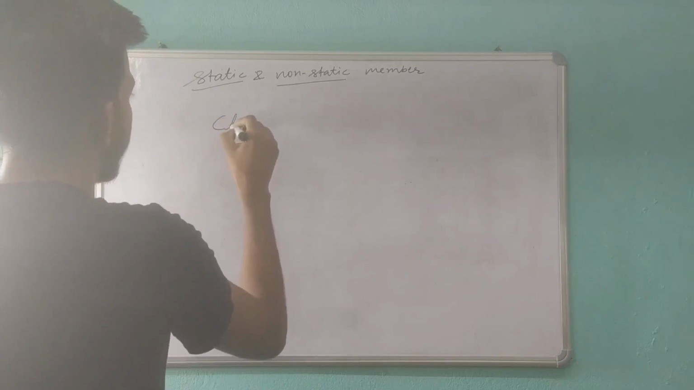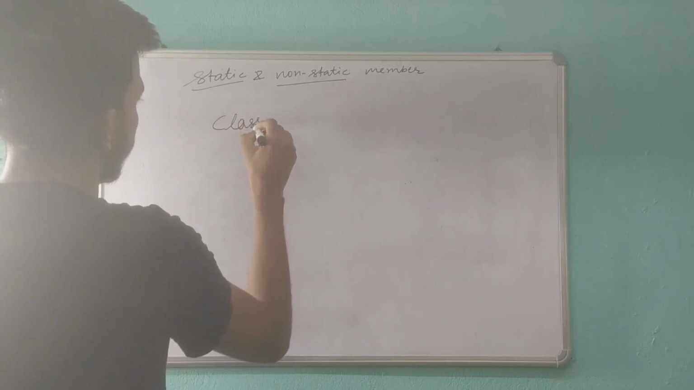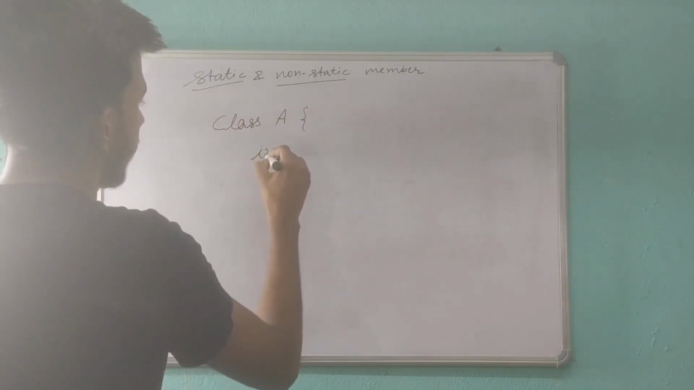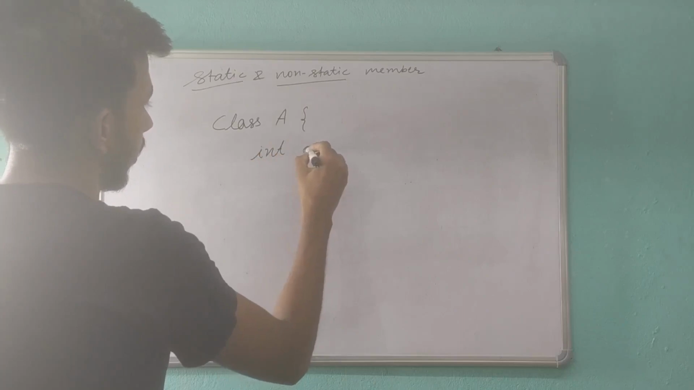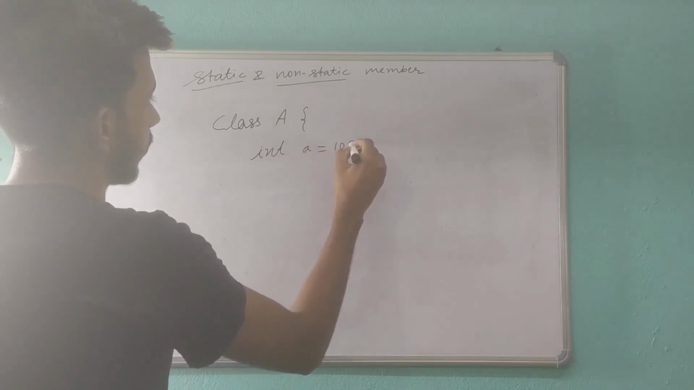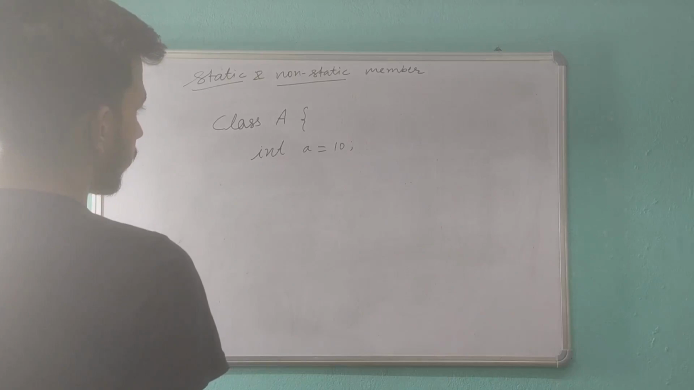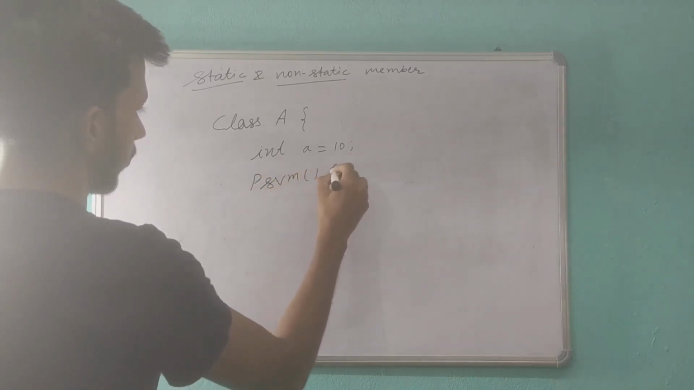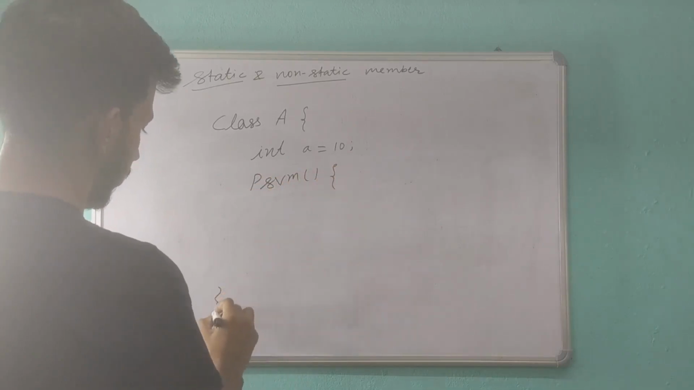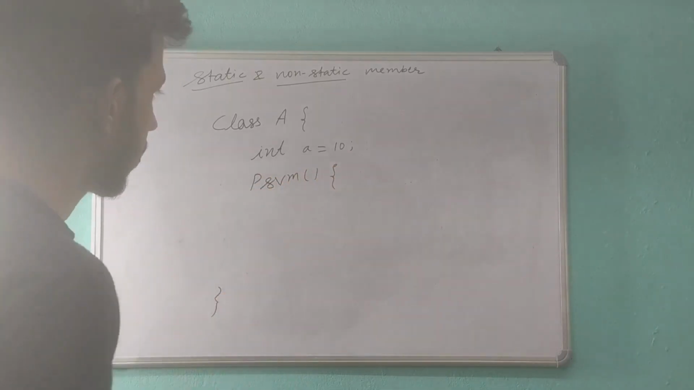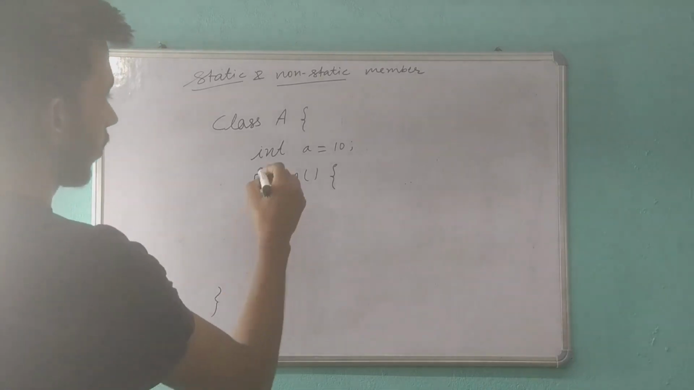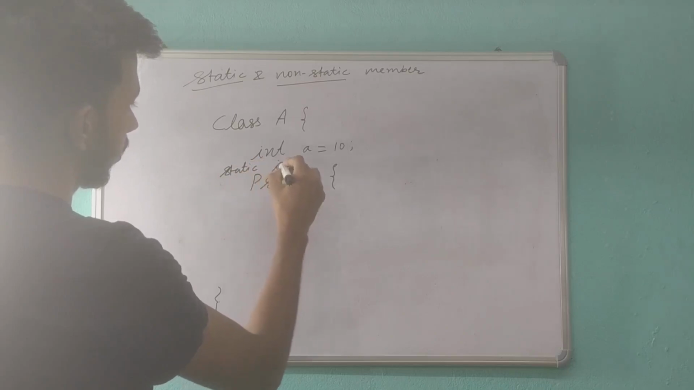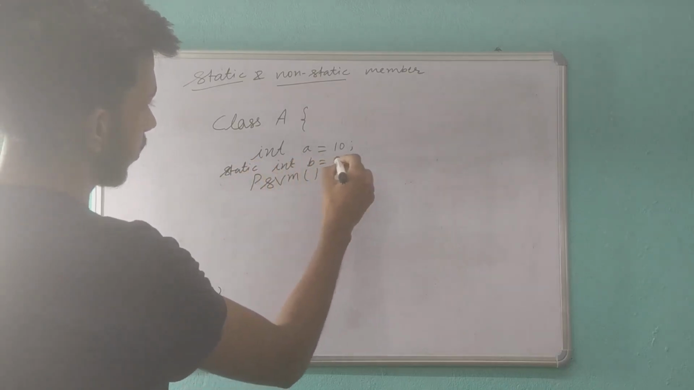Let's create a class A. Here I am writing int a is equal to 10, and public static void main, and here static int b equals 20.